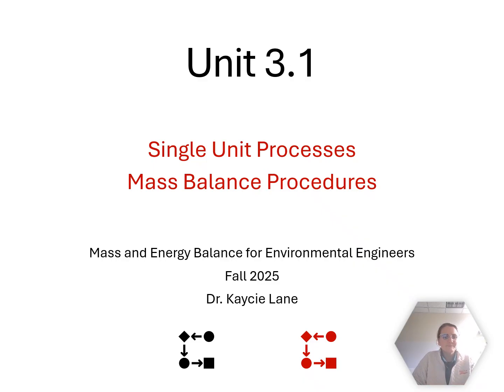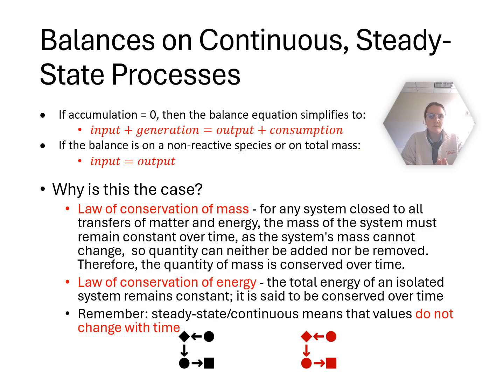So let's move on. First things first, when we balance continuous steady state processes, there's a couple things that we can do. If we know that a process is steady state, accumulation has to equal 0. That's our definition of accumulation in steady state, right? So what that means is that the general balance equation simplifies down to input plus generation equals output minus consumption. And all I've done there is I've moved the output and consumption terms to the other side of the equation, so everything has a positive sign.